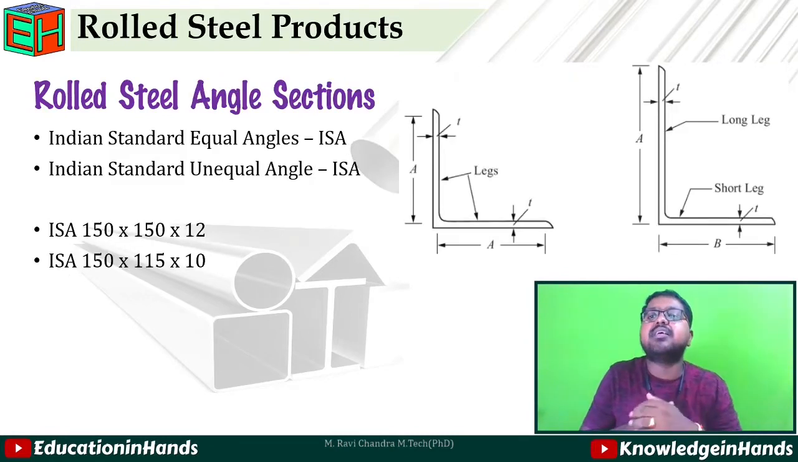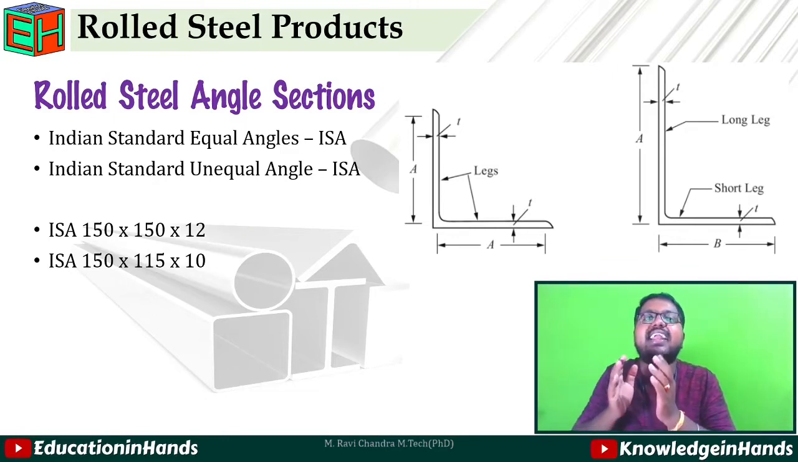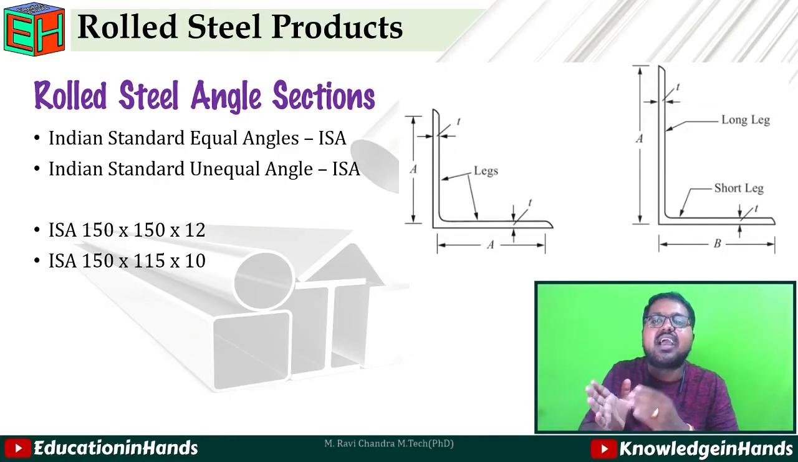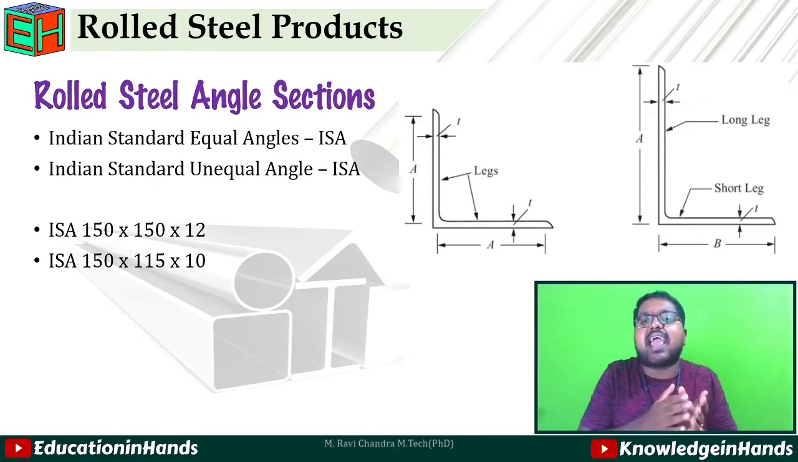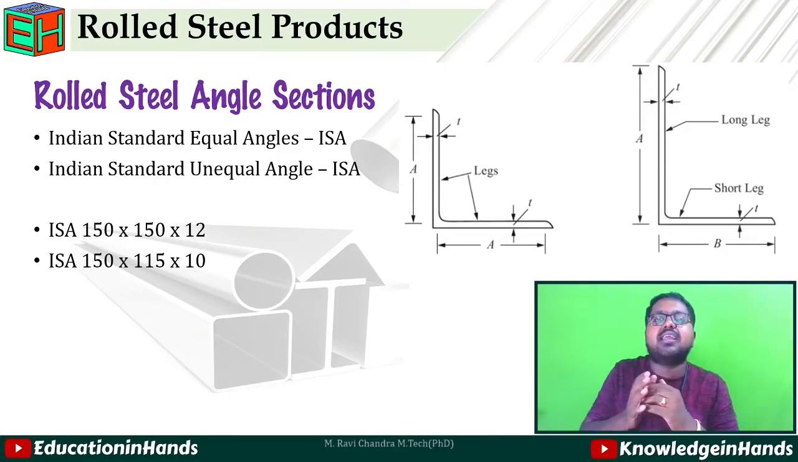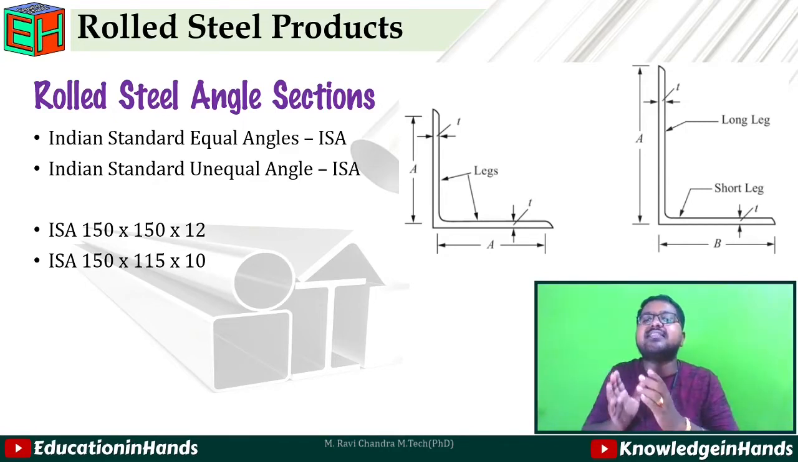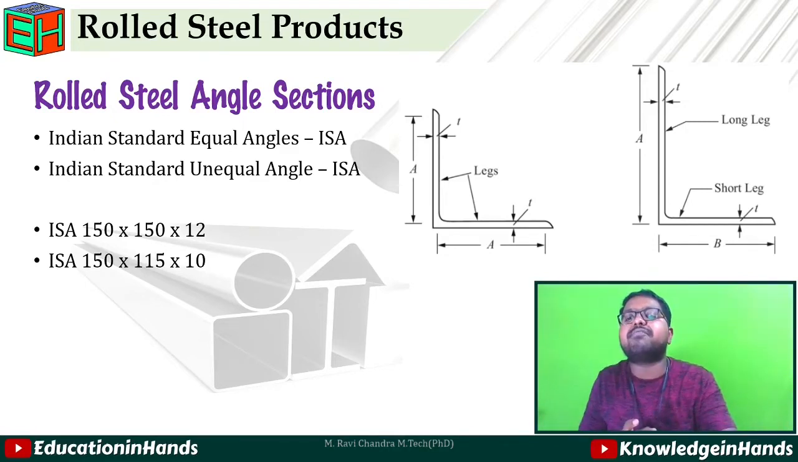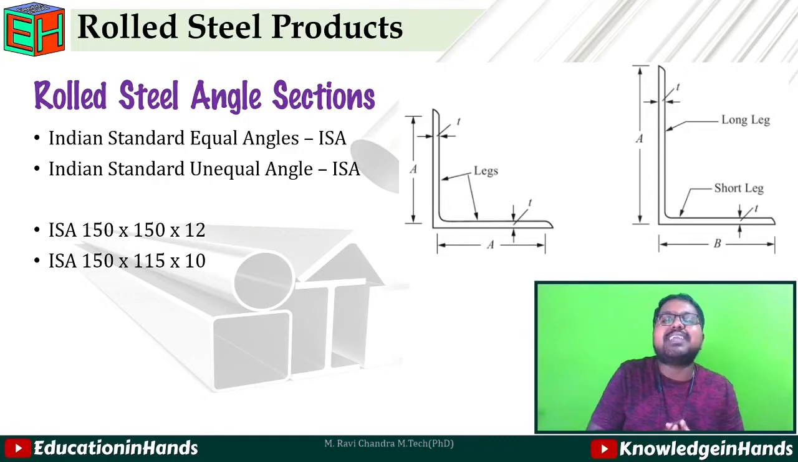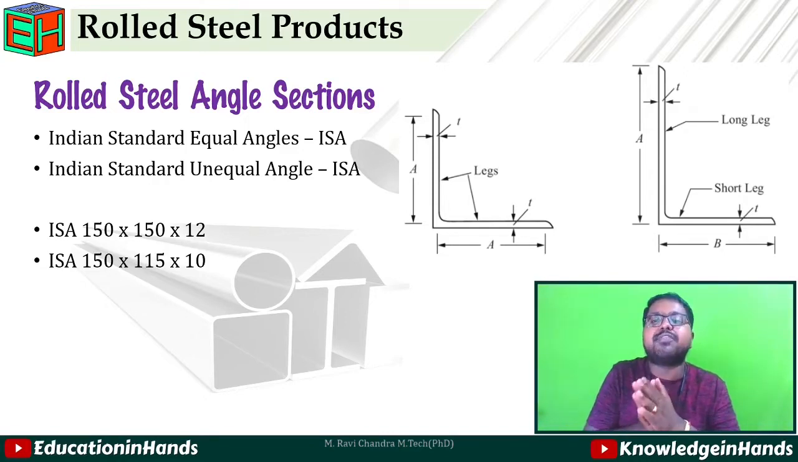The next one is rolled steel angle sections. Angle sections are like L-shaped angles. It is having two types: Indian Standard Equal Angles ISA and Indian Standard Unequal Angles. So if you represent an angle, it will be represented as ISA 150 by 150 by 12, which means it is having two legs of lengths 150 by 150 mm, and its thickness is 12 mm.